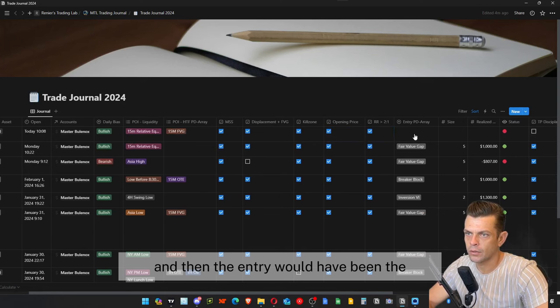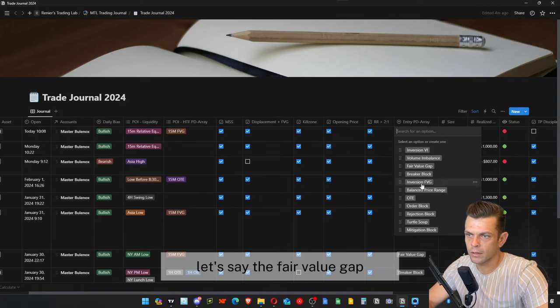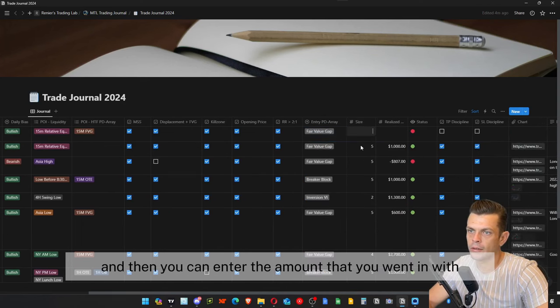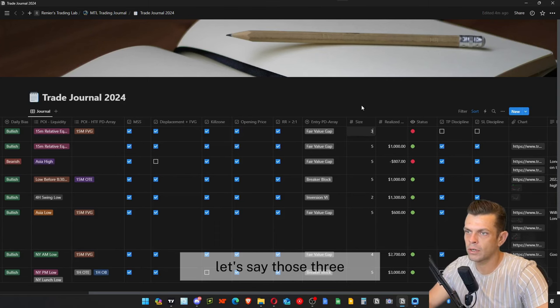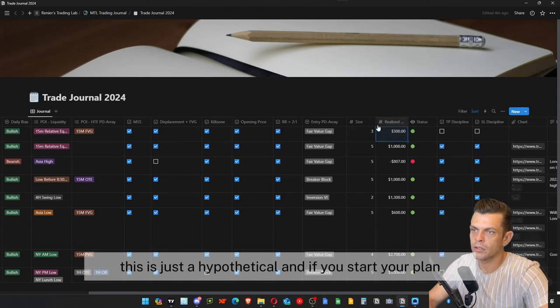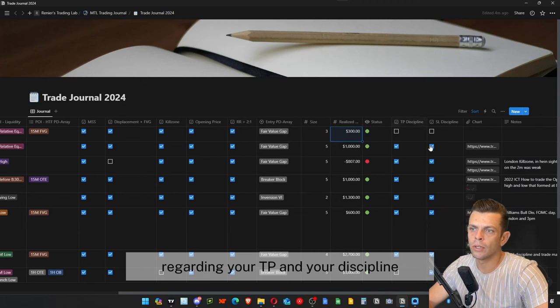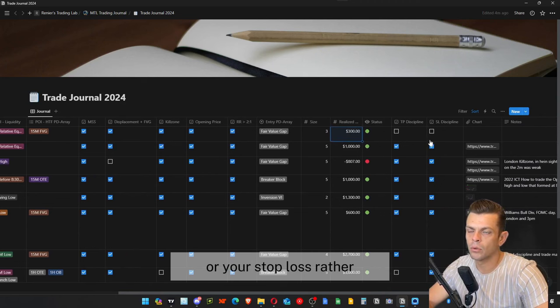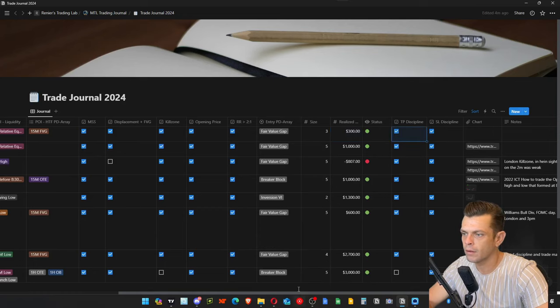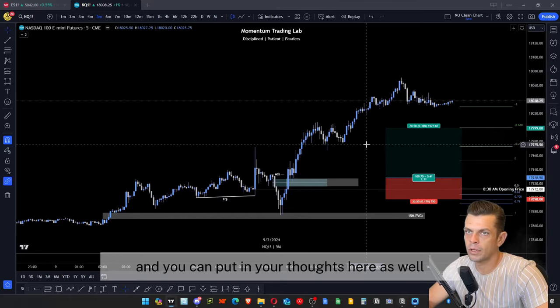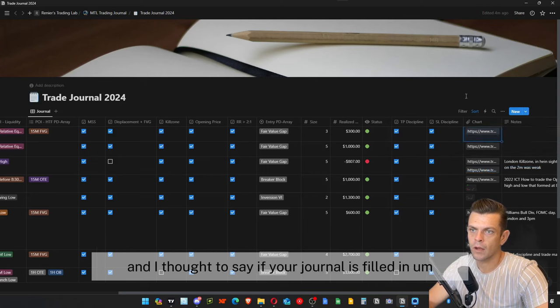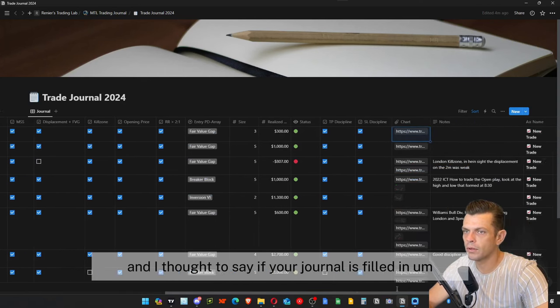And then the entry would have been, let's say, the fair value gap. And then you can enter the amount that you went in with. Let's say it was 3. And you made, this is just a hypothetical. And if you stuck to your plan regarding your TP and your discipline, or your stop loss rather, and you can put in your chart here as well. And now your chart is saved. Your journal is filled in.